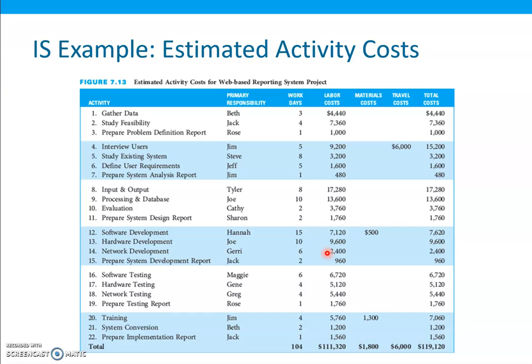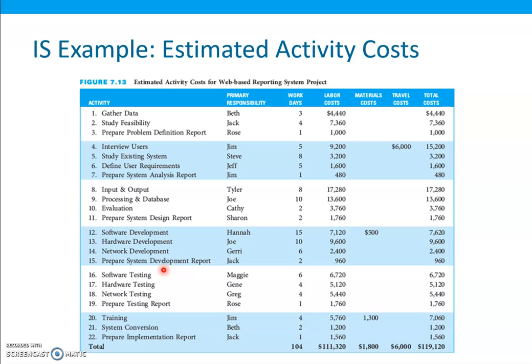So, as we have seen from chapter number 4, this was the project, the information system. This is figure 7.13, which depicts the estimated activity costs for the web-based reporting development project with a 5% reserve for cost overruns. Fast tracking of the project or increased costs of materials or travel for the interviews.